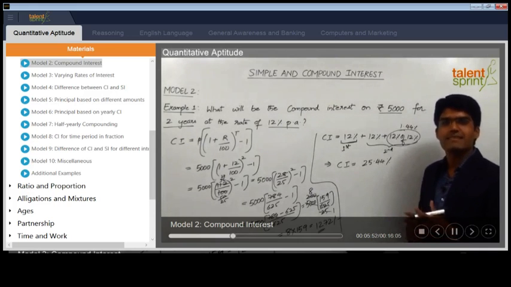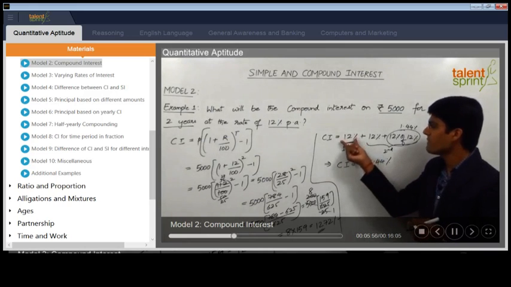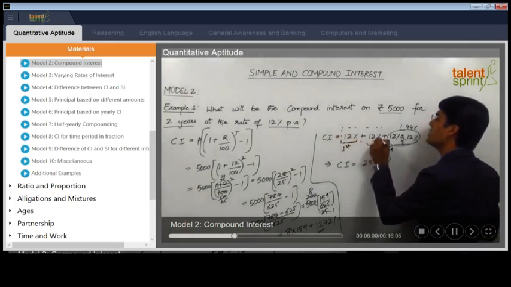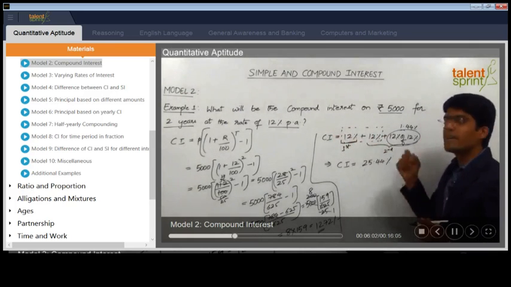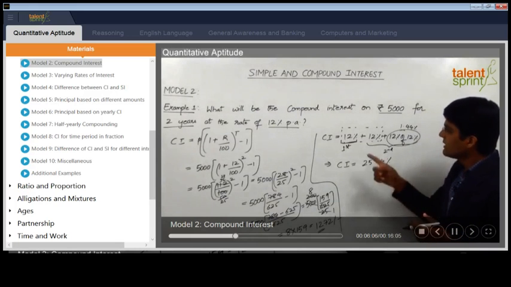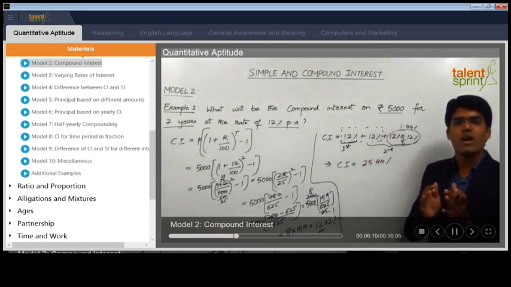Let us once again understand this point. If it is simple interest, we will get 12% in first year and 12% in second year. So the total simple interest will be only 12% plus 12%, that is 24%. But as this is a compound interest calculation, this 12 plus 12, 24 will be there. But at the same time, we also have an additional amount.